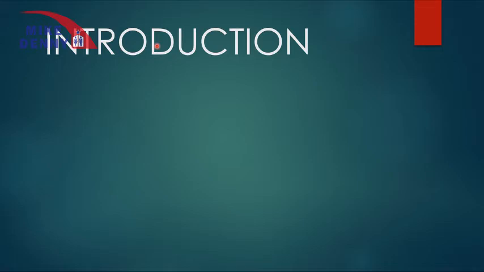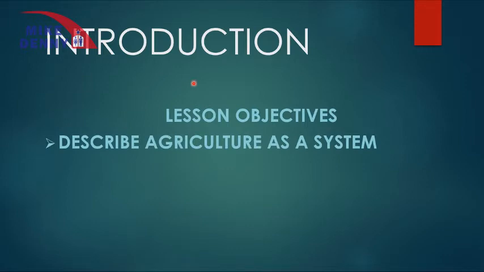So therefore, today's lesson is entitled Agriculture as a System, because we want to look at what comes into agriculture, what takes place in agriculture, and what goes out of agriculture to make it a system. By the end of this lesson, you are expected to describe agriculture as a system.